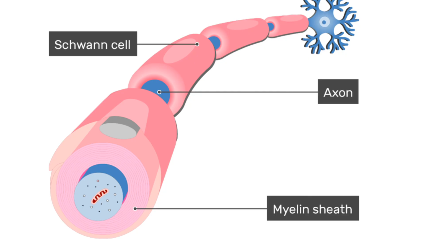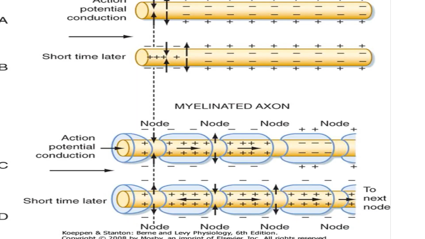Schwann cells have the same function as oligodendrocytes in the CNS. They are responsible for making myelin around the axon, but they also play a vital role in the development, maintenance, function, and regeneration of the peripheral nervous system. Myelin is a fatty substance that is non-conductive. Let me show you how myelin increases the velocity of the impulse.